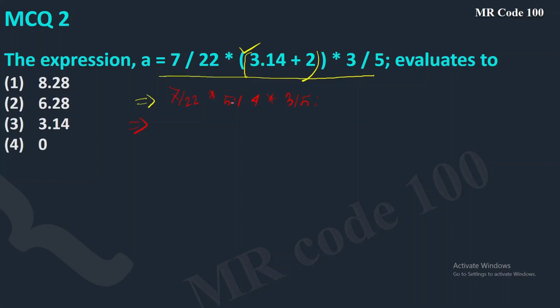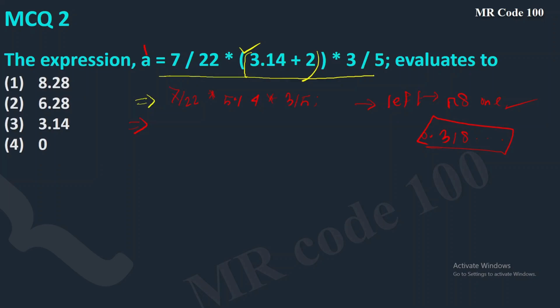Where should you start from? Left side, right? It's our rule to start from the left side to the right. Now tell me what should be the answer. 7 by 22. Here is the question. You tell me, what should we write? The answer of 7 by 22 is 0.31 something. But should we write 0.31 like this, as it is not mentioned what type of variable a is? The data type is not mentioned here.